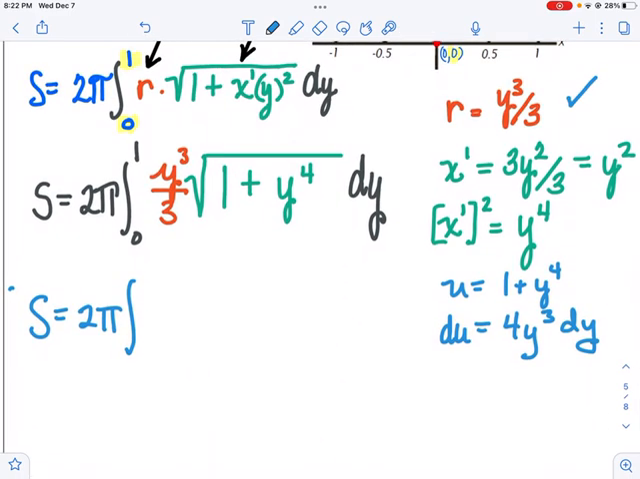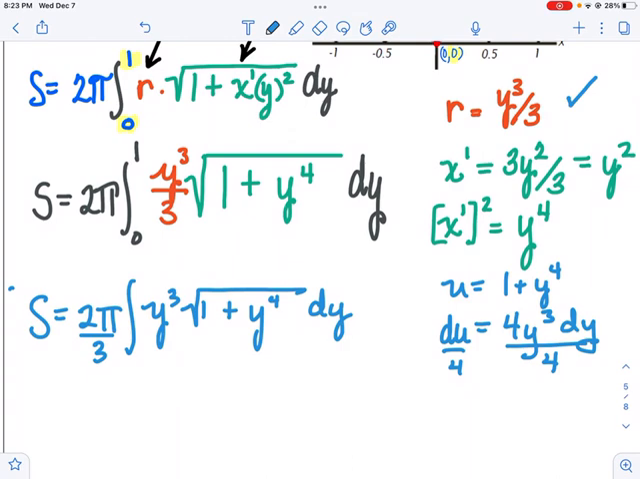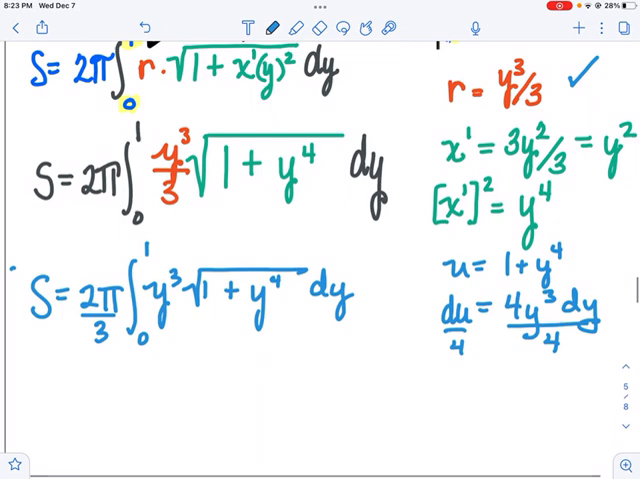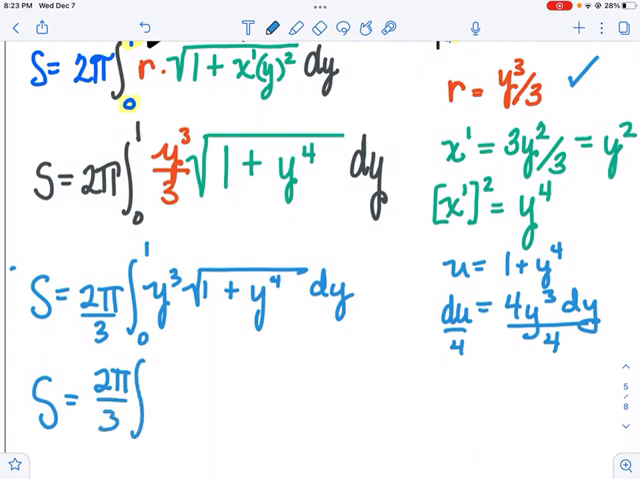I'm going to go ahead and pass the 3 out front. And then I'm going to divide by 4 on both sides of this to give me my y cubed that I'm going to have out front. So I'm going to rewrite this. I get y cubed here, the square root of 1 plus y to the fourth dy. Okay, and I don't have my limits changed right now. They're still 0 and 1, still in y's. But now I'm going to do my substitution where I have s is equal to 2 pi over 3. There's my integral.